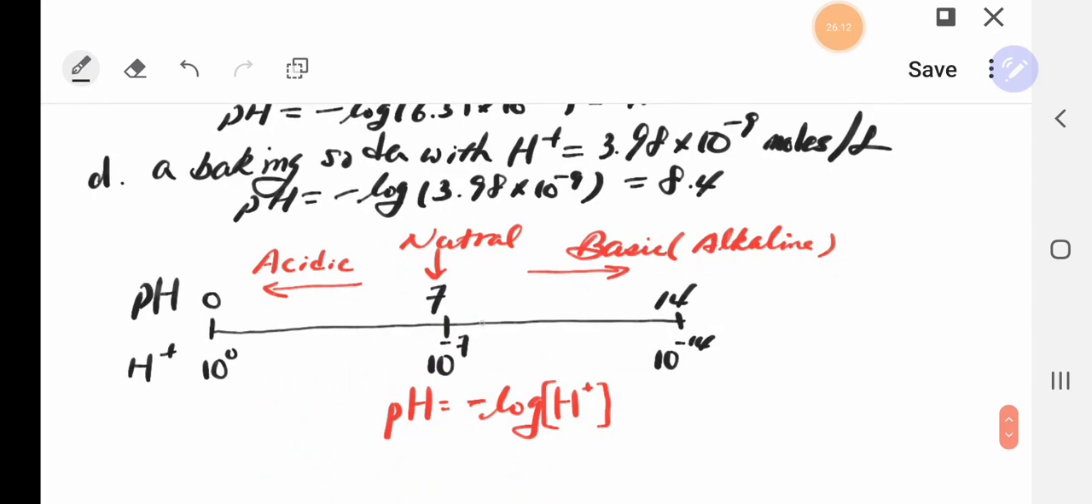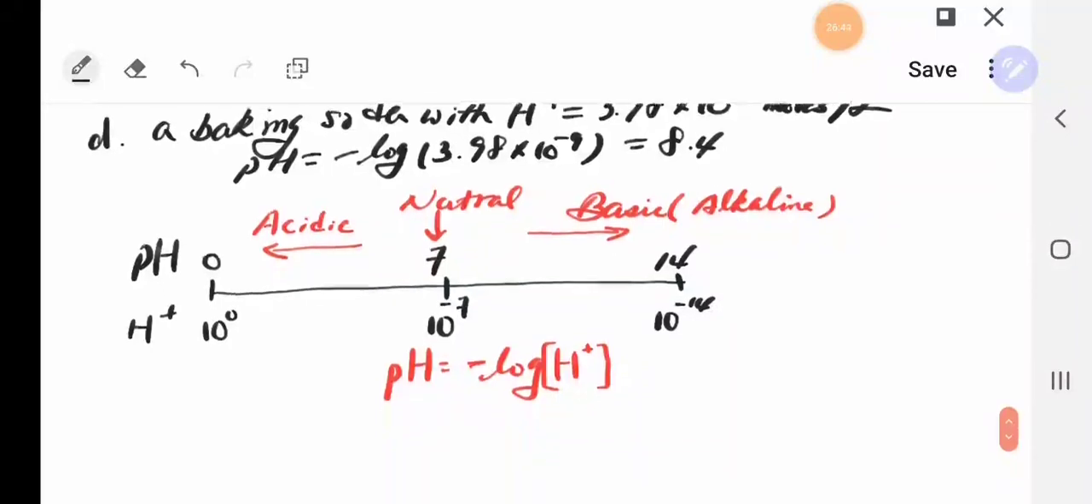Once we write this on a table, let's say the center is 7, then 7 is neutral. As you go to the left, the pH level approaches 0, and the solution is more acidic. As you go to the right, it becomes more alkaline. If the pH is 0, then H plus will be 10 to the 0 power. If the pH is 14, then H plus will be 10 to the negative 14th power.